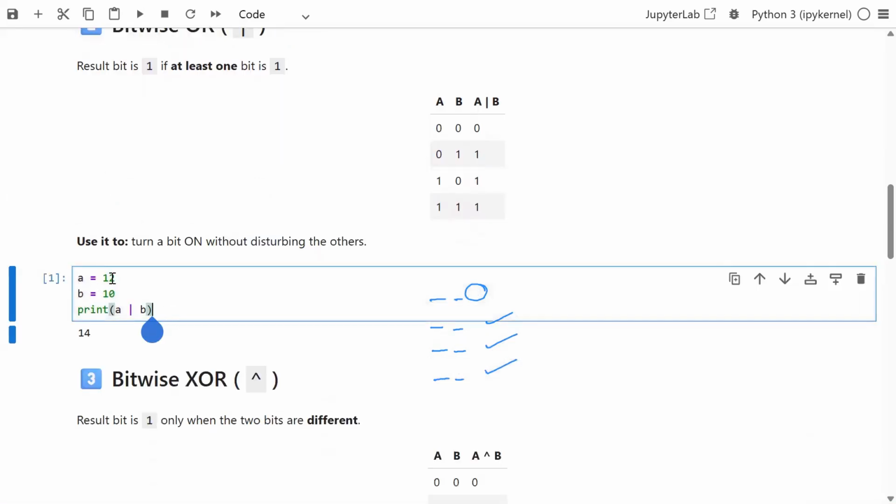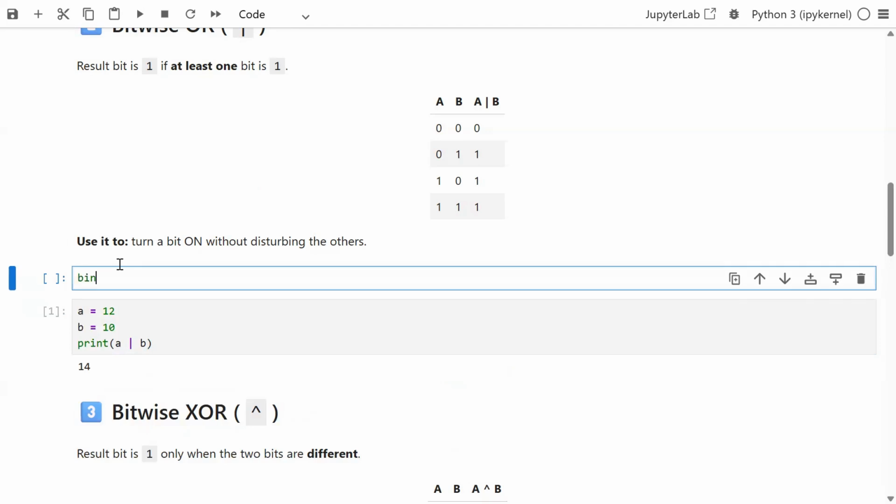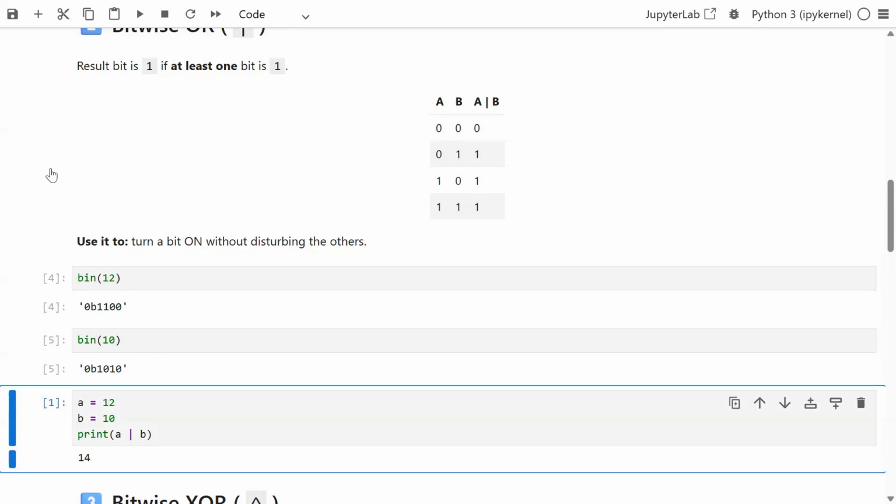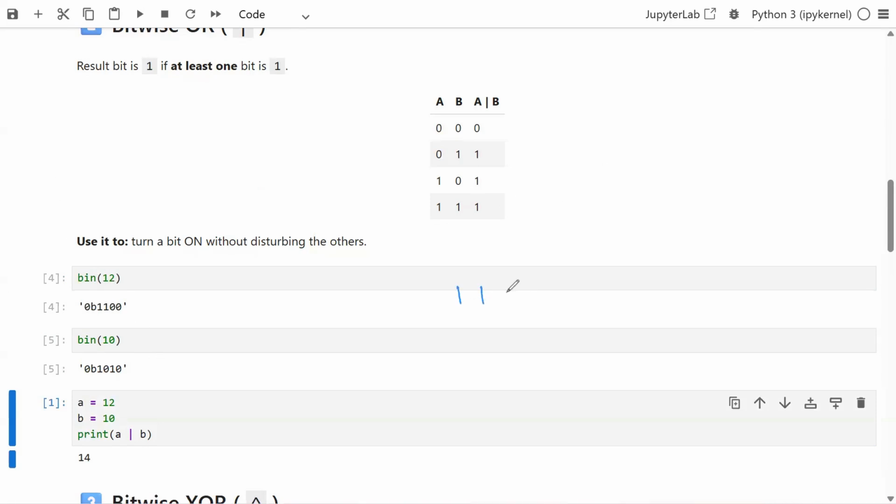Here again, I will calculate the binary of 12. How to calculate directly without writing? bin of 12 gives 1100, and bin of 10 gives 1010. So 12's binary number is 1, 1, 0, 0 and 10's binary number is 1, 0, 1, 0. What is the logic of bitwise OR? If both are 0, then only 0. These are 0, so 0. Otherwise both are not 0, so 1.